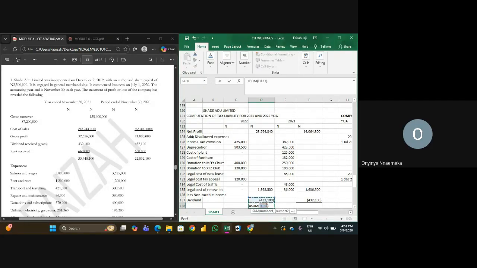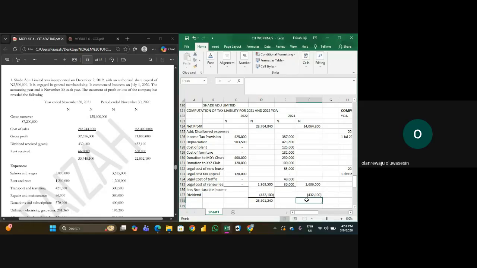So then what do we have? This becomes our adjusted profits. But because we have no previous loss relief, it also becomes our assessable profit.